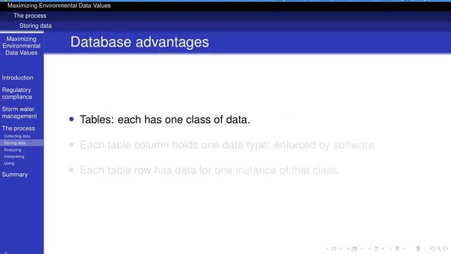These are not true for databases. A database consists of tables, and each table contains only one class of data. For example, sample locations, parameters to be measured, sampling events, and results. Each table column holds a single data type: dates, strings, numbers, Boolean or true-false values. Data not of the column's type is not allowed to be entered.